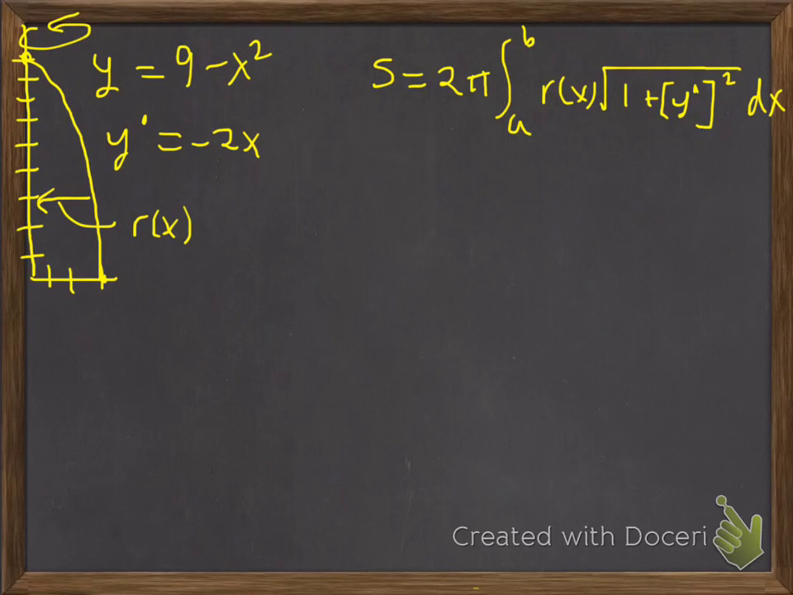Alright, we're going to take another look at finding the area of a surface of revolution. So we're going to look at the function y equals 9 minus x squared, and we're going to rotate it around the y-axis.